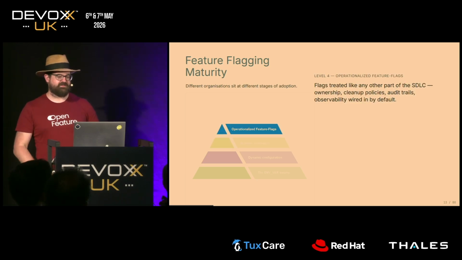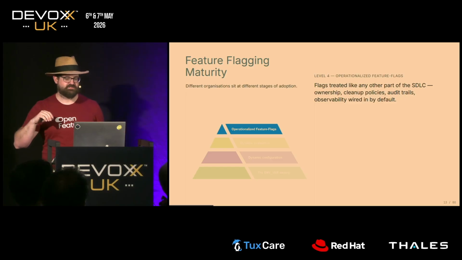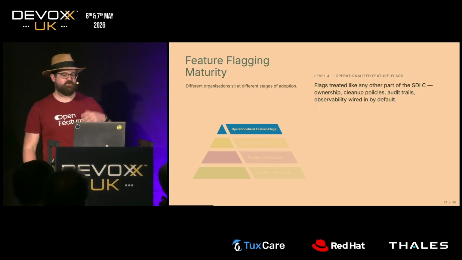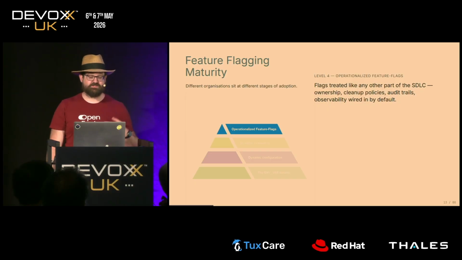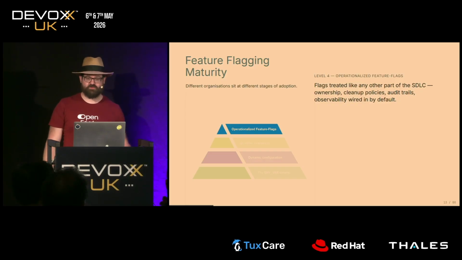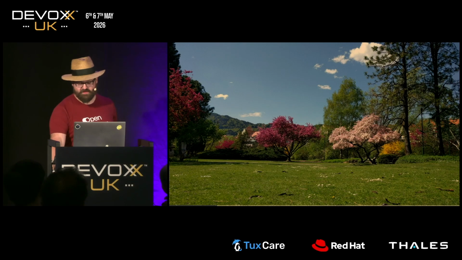And on top of that, the last level of the feature flag maturity model is actually the operationalized feature flags. There we have it as a core part of our software delivery lifecycle. We know the ownership, we have clean policies, we have observability and see where feature flags are evaluated, and we have proper audit trails. And this is actually where OpenFeature comes into play.